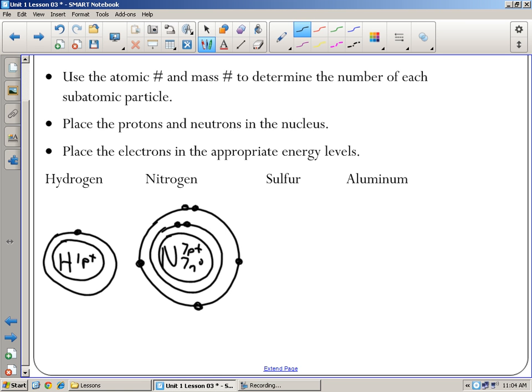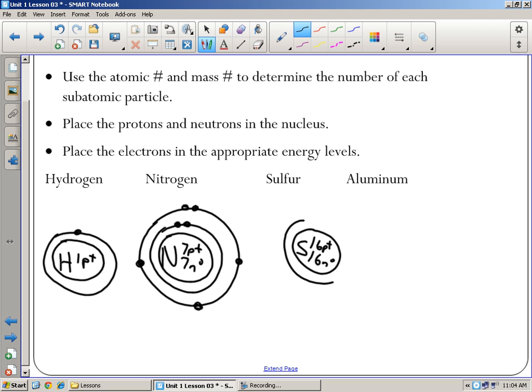Sulfur, we got 16, it's number 16, so we got 16 protons. We have 32.07 for the weight, so we're going to round that to 32. We're going to get 16 neutrons. We're drawing the most common isotope. Remember that term from last day? Common isotope. It's the one that's on the periodic table. That's the one we're drawing.